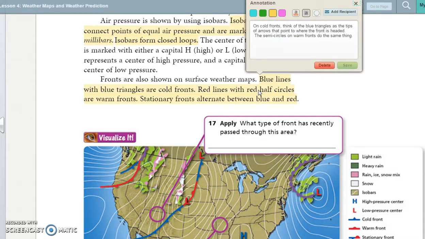And with your fronts, I added a note, again, just make room for it out to the side somewhere. On cold fronts, think of the blue triangles as the tips of arrows that point to where the front is headed, and the semicircles on the warm fronts do the same thing. It points to where they're headed.